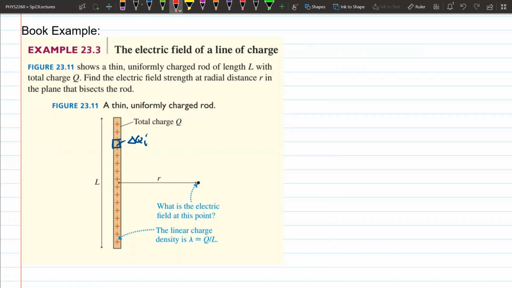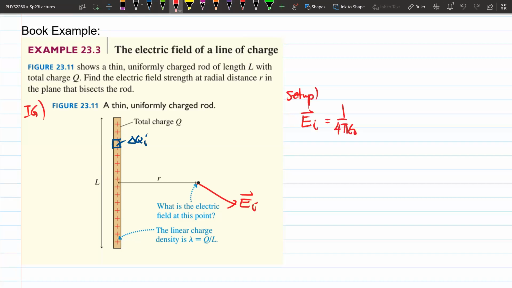And that delta Qi is going to create an electric field at my point P, R away from it. So it's going to be in this direction. I'm going to call that Ei. So I can calculate what this Ei is. It's more like the setup part of it. Since this charge is so small, I can use the point charge equation for it.